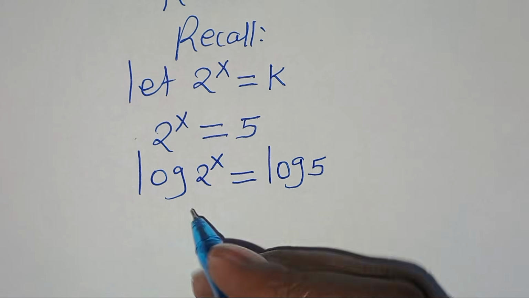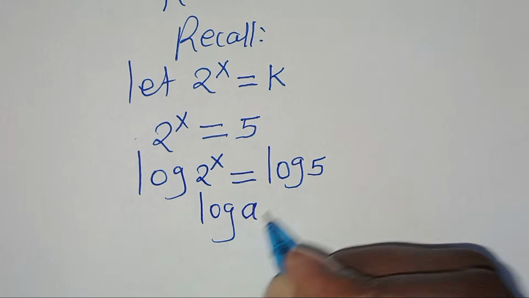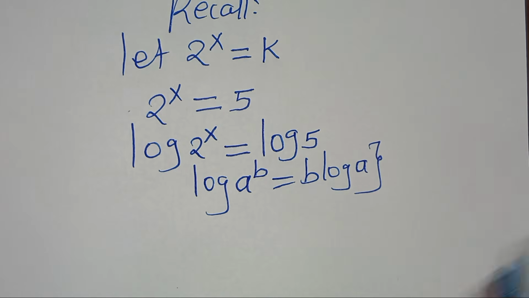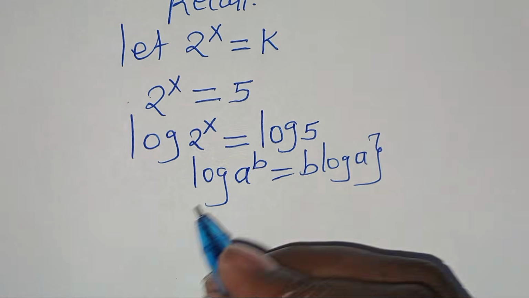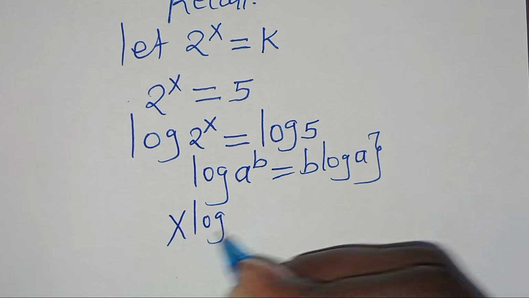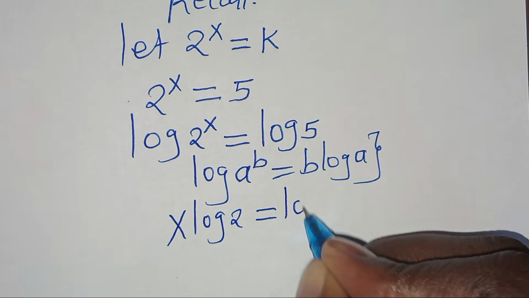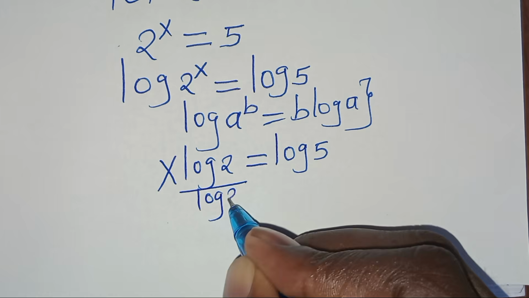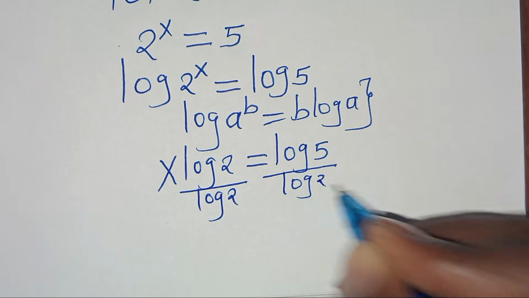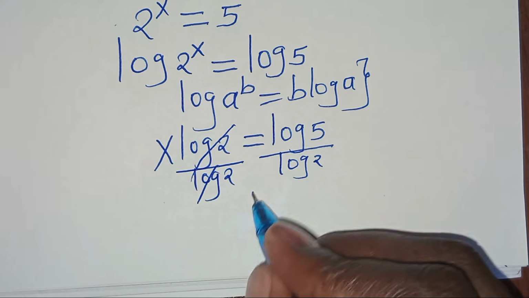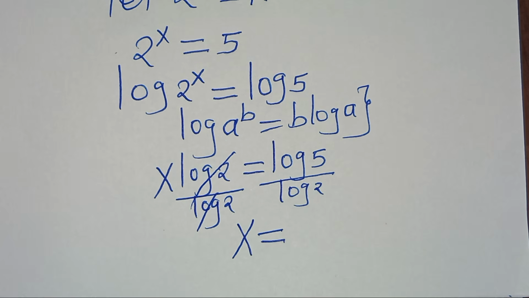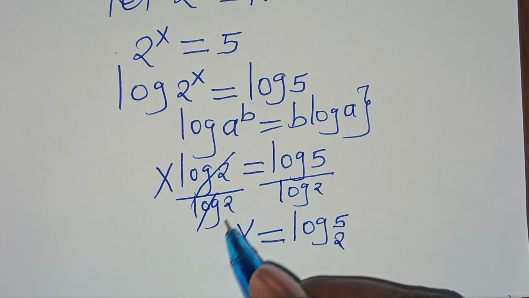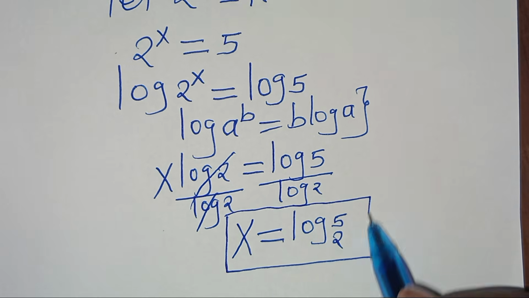Now, this is in the form of log a raised to the power of b. This can be expressed as b log a. Applying this property, log 2 to the power of x becomes x log 2. This is equal to log 5. So let's divide on both sides by log 2. Now if you simplify here, this means that the value of x is equal to log 5 to base 2. So this is the value of x.